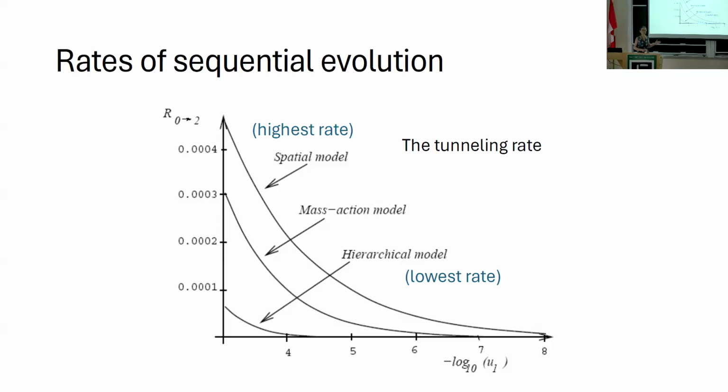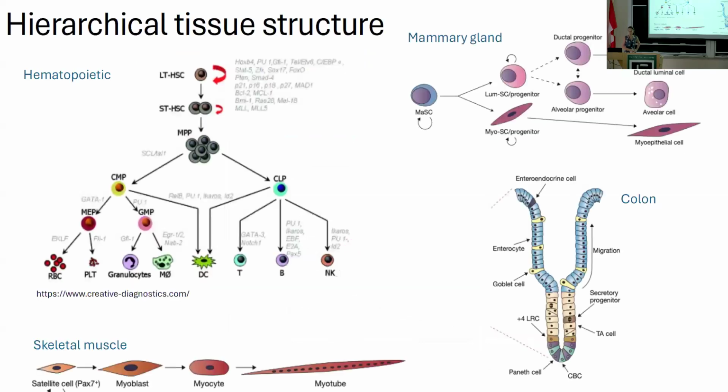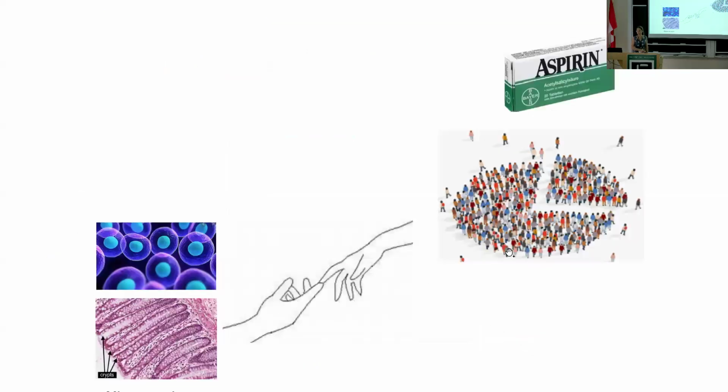And even though here I only showed you the most primitive kind of binary division model, we also have explored more realistic models of hierarchical structure with the same result. Evolution is slowed down very significantly in those models. So, this slide demonstrates a variety of hierarchical organizations of tissue. So yesterday I talked a lot about this one. This is a hematopoietic system. Today I will mostly focus on colon cancer, which is also organized hierarchically.